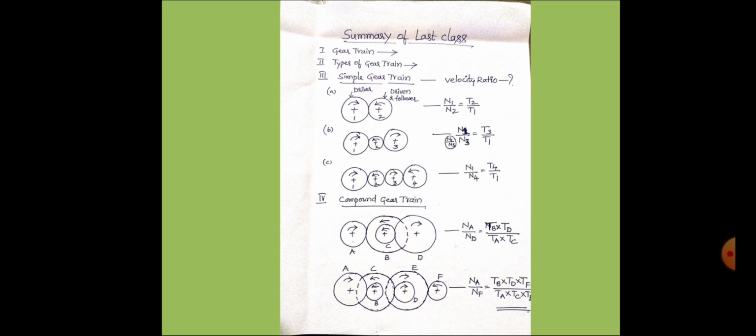Here there are two drivers, gear A and gear C. Therefore, TA into TC. Like that one can remember in a blind way a velocity ratio in case of a compound gear train like this.